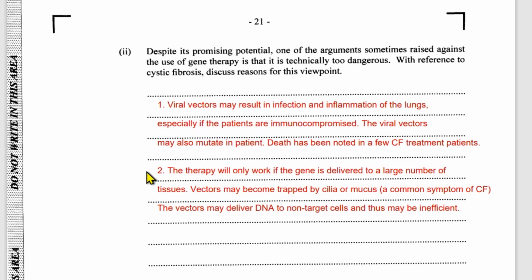2. The therapy will only work if the gene is delivered to a large number of tissues. One of the problems is whether you will be able to deliver this gene to enough cells. Sometimes the gene will be delivered to cells that don't need the gene at all. Or sometimes it becomes trapped. In this case with the lungs, because cystic fibrosis affects the lungs, there are a lot of things that prevent viruses from getting into the lungs. There's cilia and there's mucus. And when you have cystic fibrosis, you produce a lot of mucus. So the vectors may become trapped in those, and the vectors may deliver DNA to non-target cells, the ones that don't need help, and thus may be inefficient. This should be okay to get your marks here.